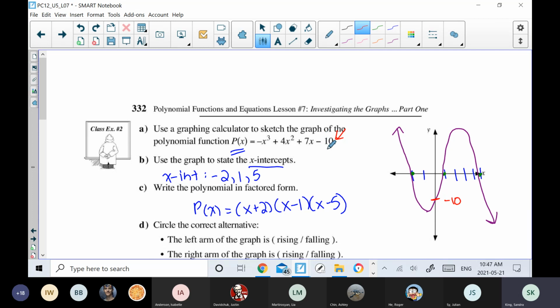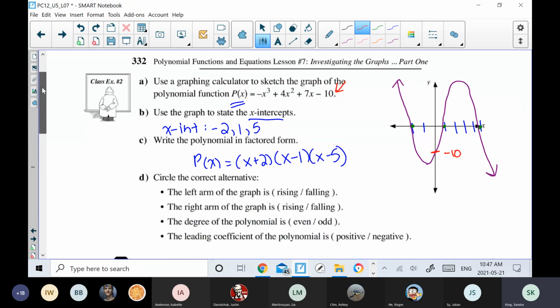Okay, then what you have to know from this lesson, the last thing you have to know, is the arms of the graph. Are these arms of the graph rising or falling? So the left arm of this graph is rising. The right arm of this graph is falling, and you're indicating that with your arrowheads anyways. The degree of this polynomial is a third degree polynomial, so it is an odd degree. And the leading coefficient of this polynomial is negative.